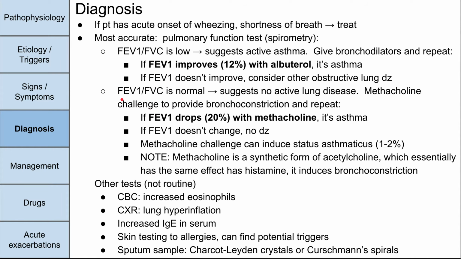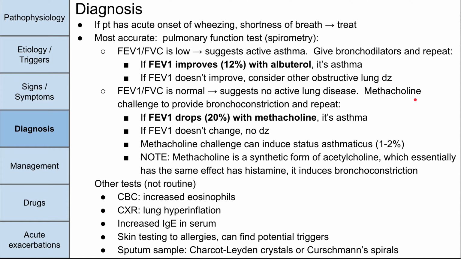Now, if on the first test the FEV1 to FVC ratio is normal, that suggests no current active lung disease. That doesn't mean that they don't have asthma. It just means that they're not acutely experiencing asthma symptoms. So you can test if they have asthma by giving them methacholine. This is called a methacholine challenge. Methacholine is a synthetic analog of acetylcholine, and it has the same effect as histamines, as we discussed earlier. So it'll cause the bronchoconstriction.